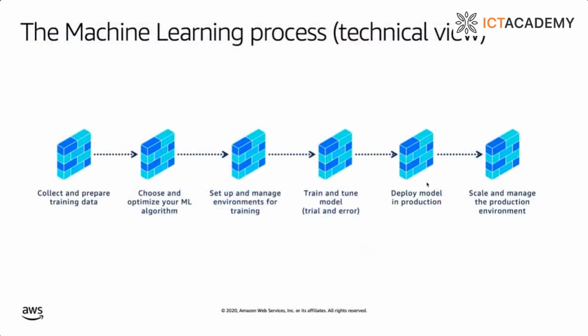So the machine learning process, from a technical view, if you look at it, it's about collecting and preparing your training data, like labeling and cleansing and integrating all this data, which is coming in a structured and non-structured way. Choose and optimize your ML algorithm, because you cannot just simply plug and play there. How do you actually choose this? And set up and manage the environment for training, because you really need to train that. Train and tune. Basically, it's about trial and error that you do.